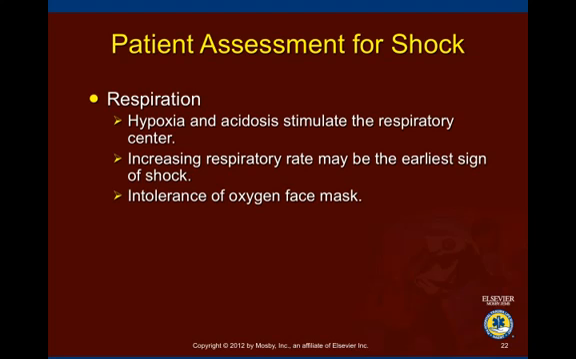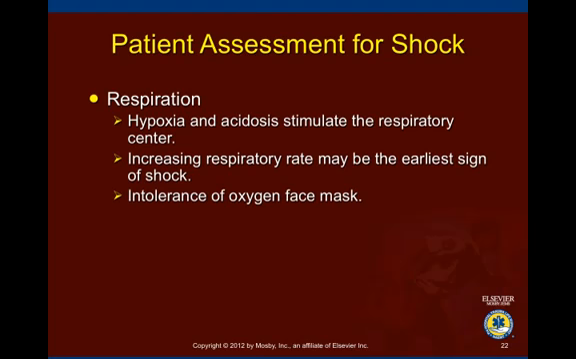As far as respiration goes, the whole key here is to prevent hypoxia, to continue to deliver oxygen to the cells so that aerobic metabolism can occur, so that acidosis does not become a problem. But as hypoxia and acidosis start to occur, then the respiratory system is stimulated, since we do breathe off of our CO2 levels. And the respiratory center is stimulated, and that increases that respiratory rate, and that can be a very early sign of shock.